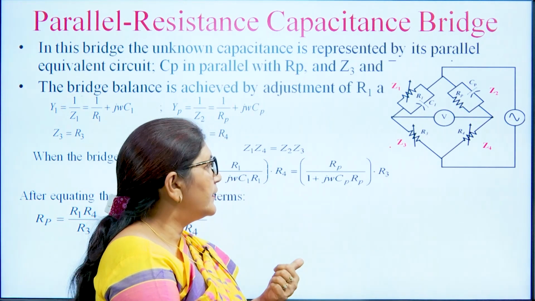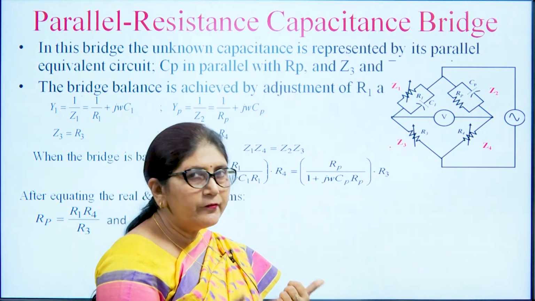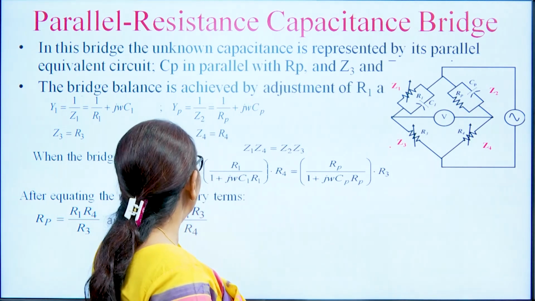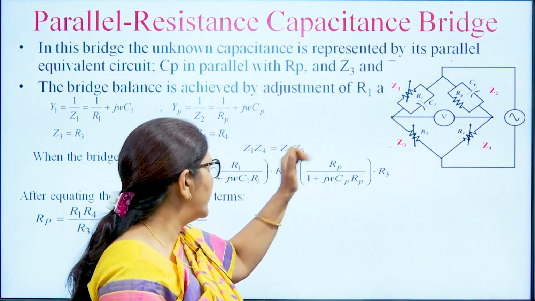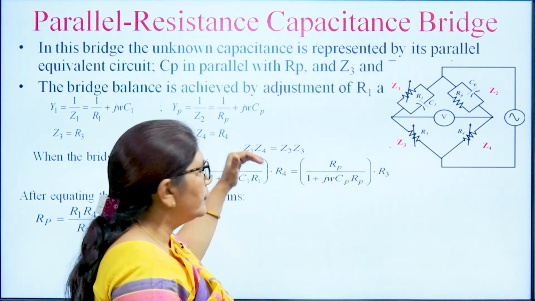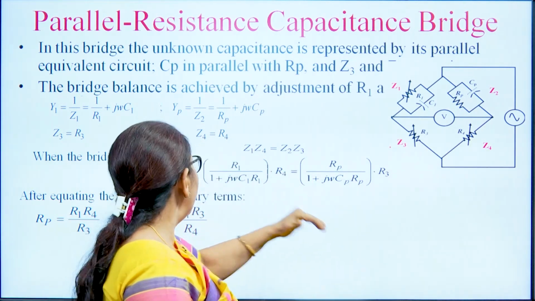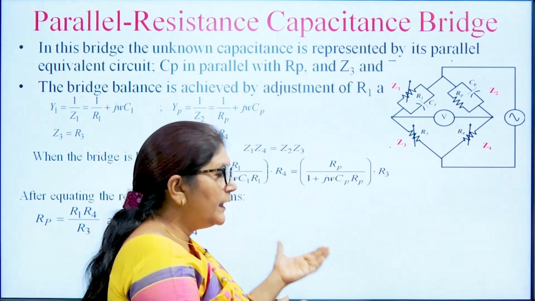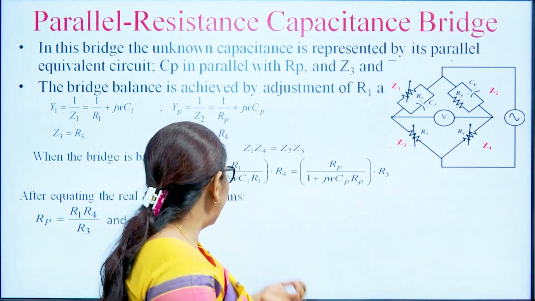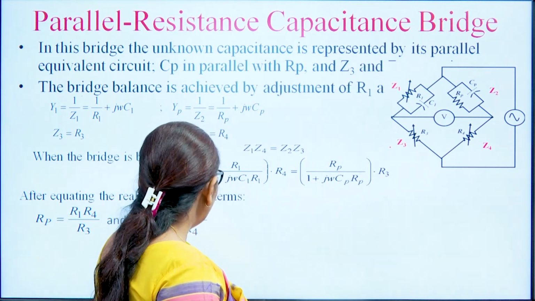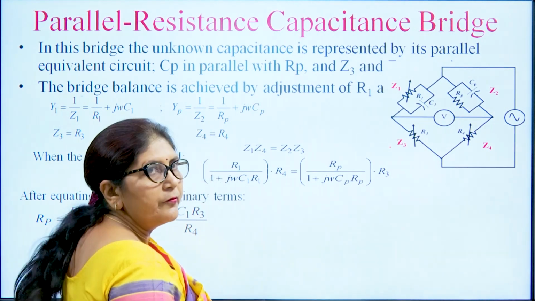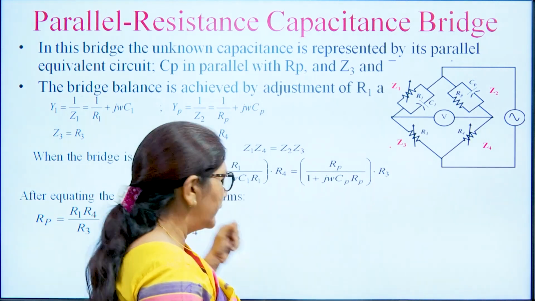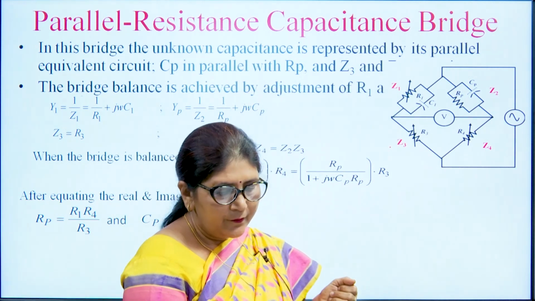By varying Z3, Z4 or Z1 we can find the balance condition, and under the balance condition we know that Z1 Z4 is equal to Z2 Z3. By placing the values of Z1, Z4, Z2, Z3 and separating the real and imaginary terms, we find the values of Cp and Rp. Here Rp is equal to R1 R4 by R3 and Cp is equal to C1 R3 by R4.